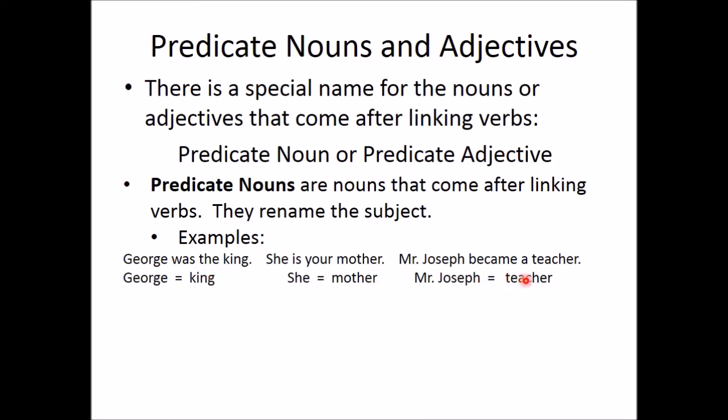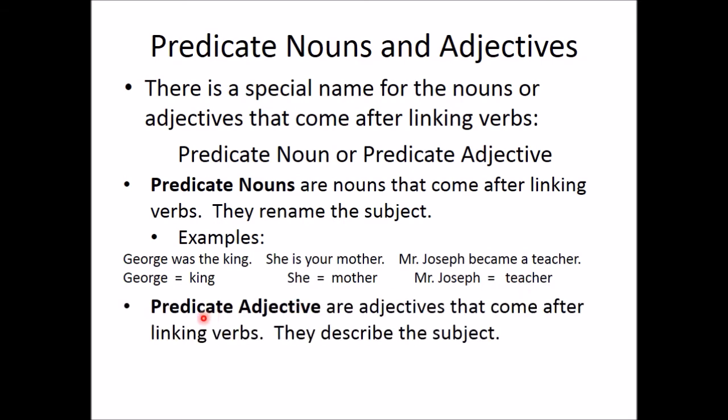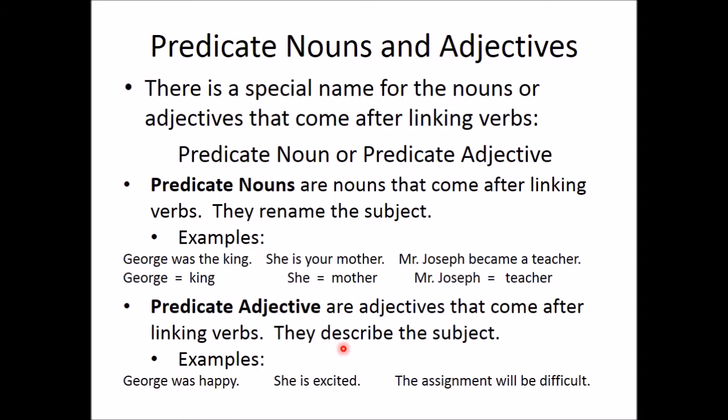So those nouns are called predicate nouns. Here's an example with predicate adjective. Predicate adjectives are adjectives that come after linking verbs, and they describe the subject. Here are examples. George was happy. She is excited. The assignment will be difficult. Again, was is linking the adjective.